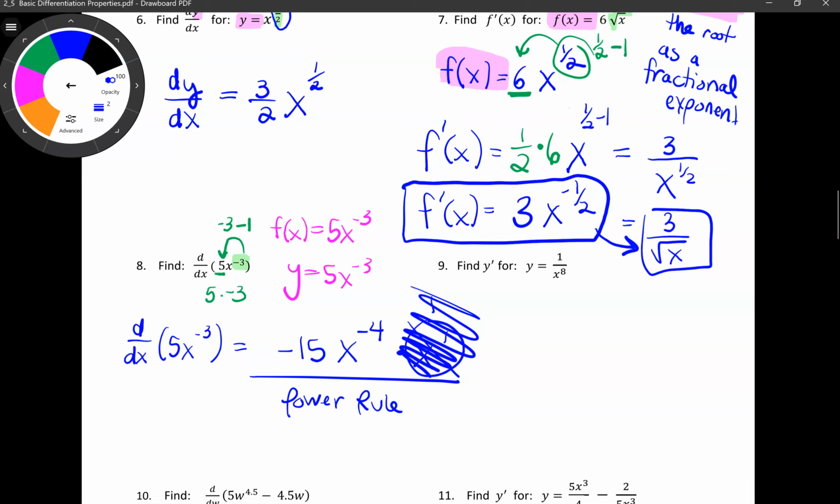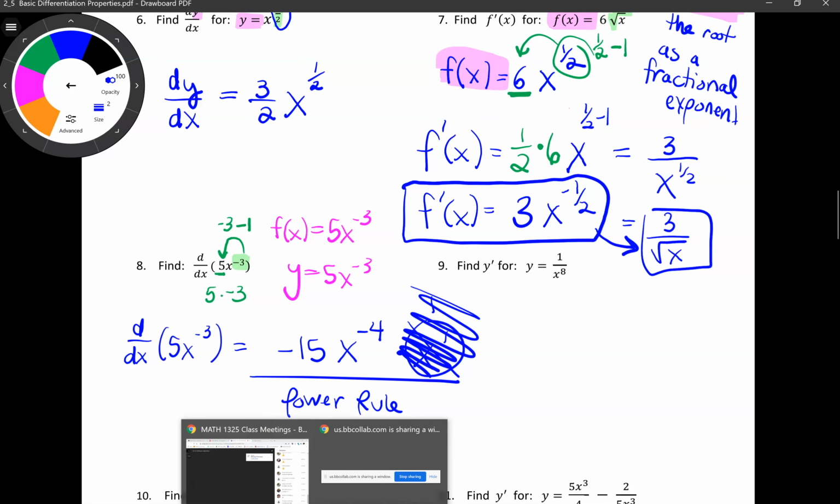Okay. So now that we've seen that negative exponents act just like normal exponents because they're constant, let's take a look at number 9. I'm going to let you think on that for a sec.